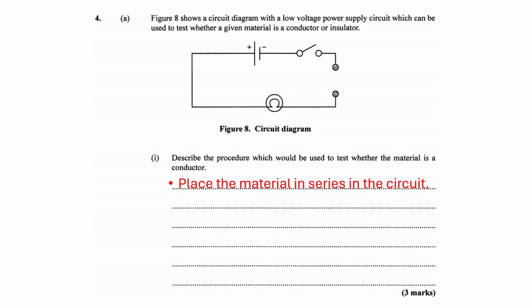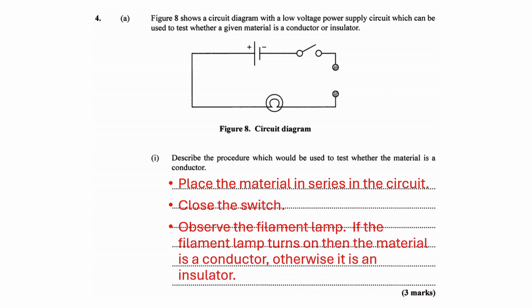So you could say, step 1, place the material in series in the circuit. Then close the switch, and finally observe the filament lamp. If the filament lamp turns on when the material is in the circuit, then the material is a conductor. Otherwise, it is an insulator.